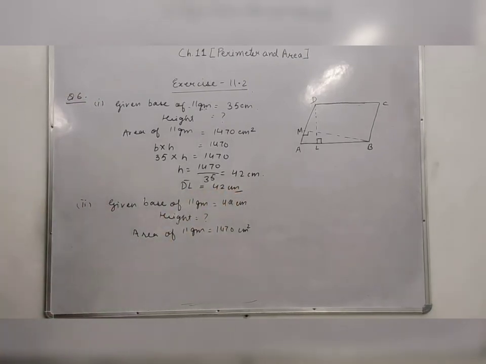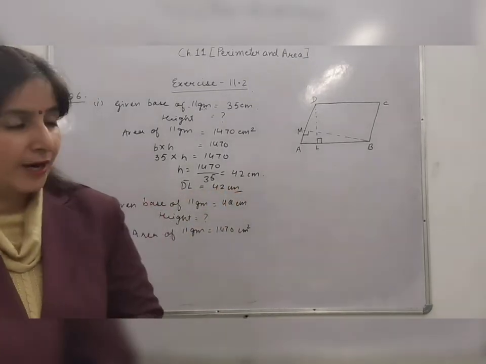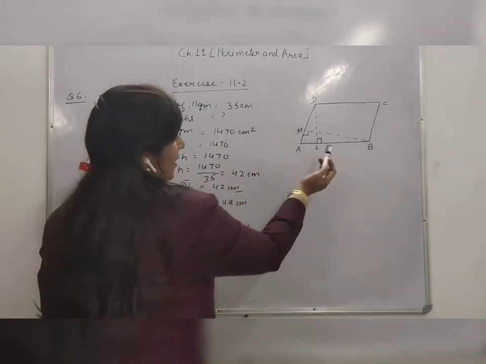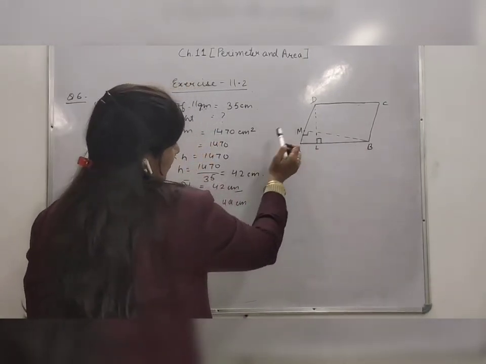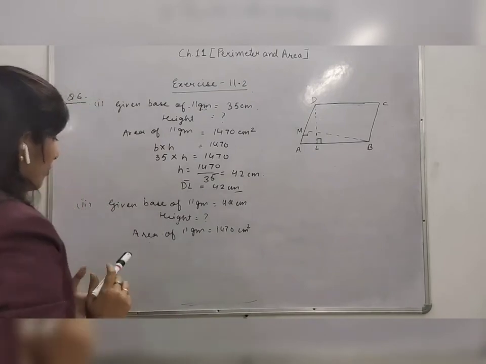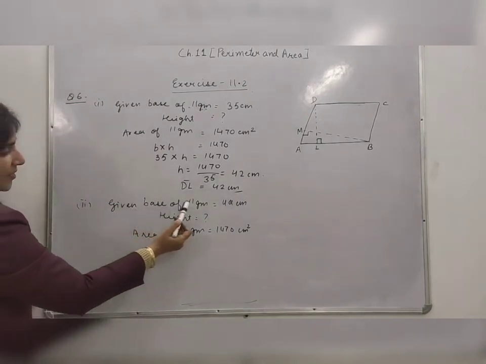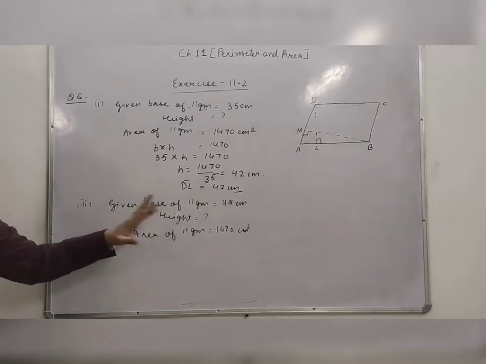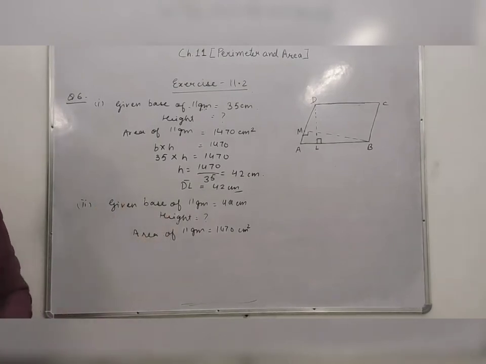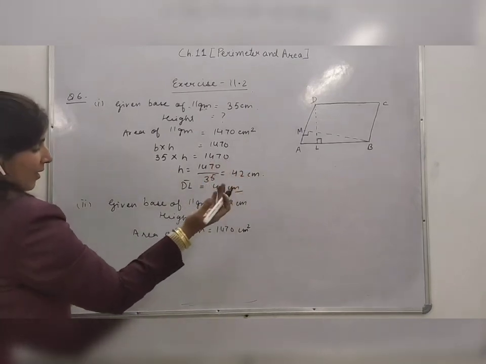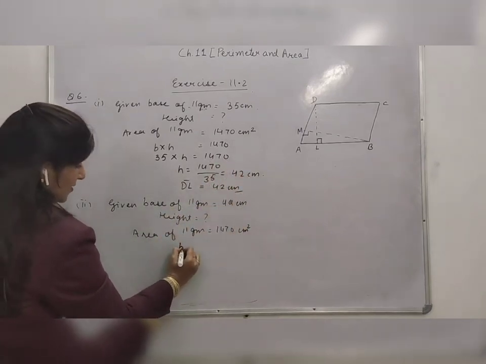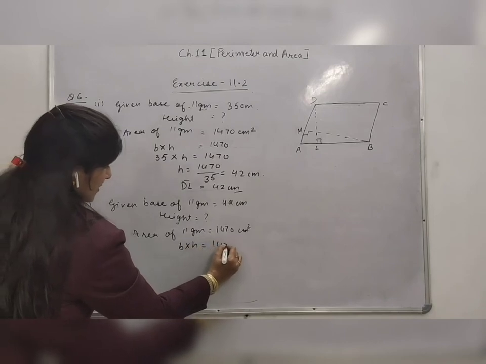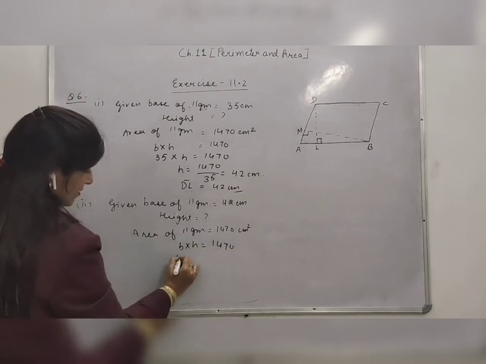Now similarly we can do the second part, in which we need to find out the height BM respective to the base AD or DA, you can say. So given base of parallelogram, here we are taking base as 49 centimeter. Height we need to find out. Area of parallelogram is 1470, same area, because same parallelogram. Now base into height is equal to 1470. Here the base is 49.